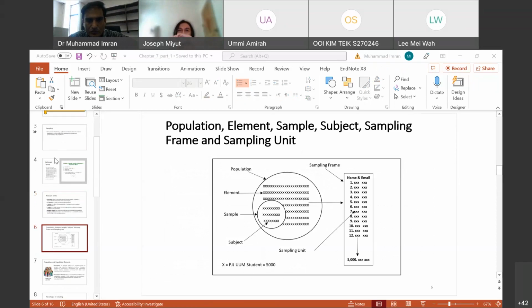This is the population, the total population. The circle represents the whole population, the whole employees of UPSI. Then this one person is the element, and now we are going to choose one group among the whole population. This group will represent the sample, and one member of the sample is called a subject.